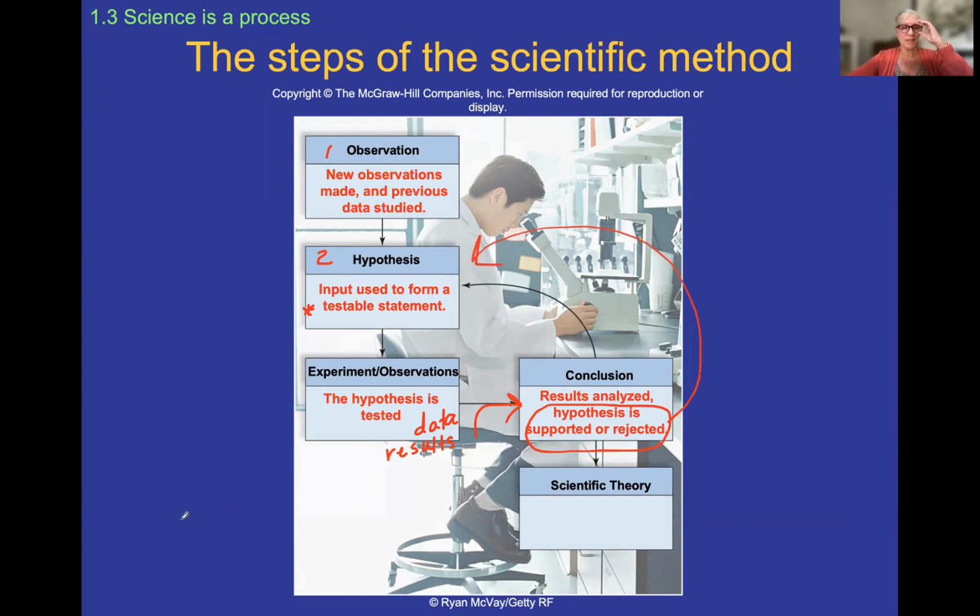If a scientific theory is established, that means there are going to be many observations, many experiments, many data points, large numbers that help support the hypothesis.